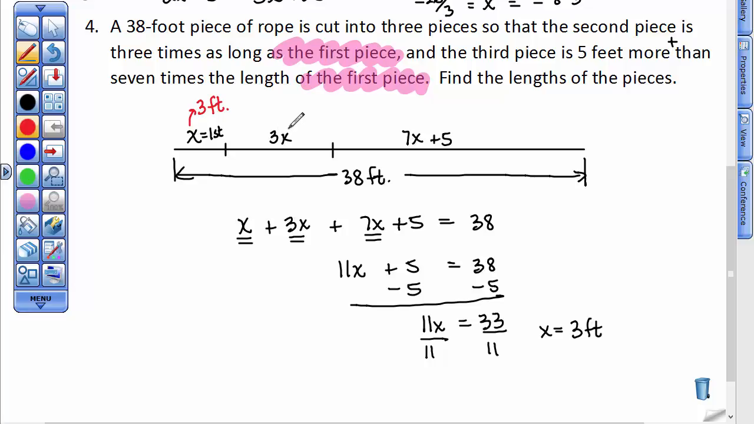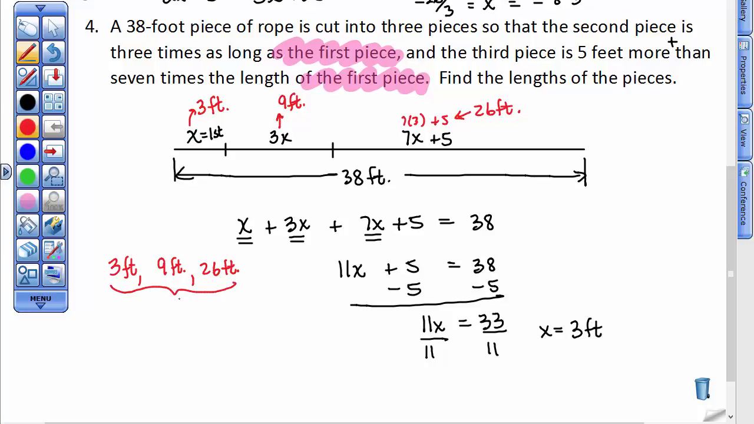So this one's got to be 3 times that. So this one's got to be equal to 9 feet, because 3 times 3. And then here, if I took 7 times 3, 7 times 3 is 21, and I add 5 to that, I get 26 feet for the third piece. Let's list them. 3 feet, 9 feet, and 26 feet.